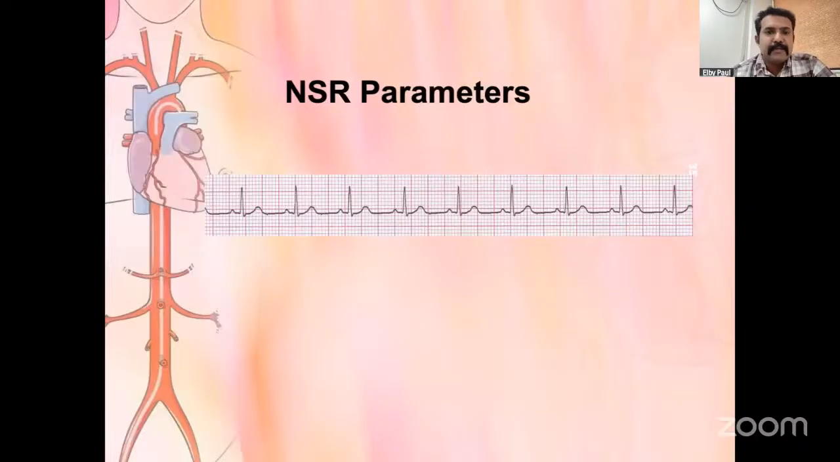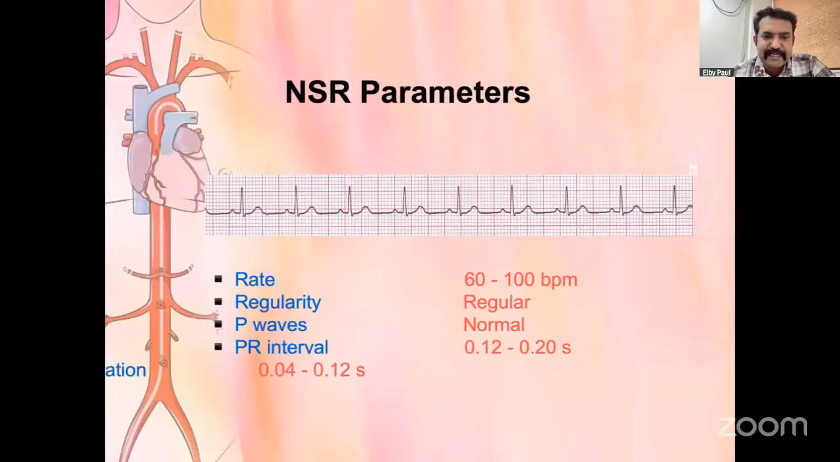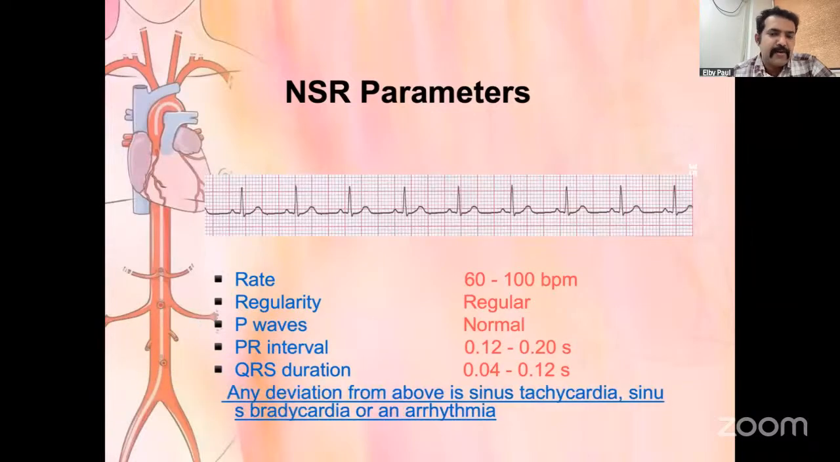NSR parameters means normal sinus rhythm parameters. Okay, what are all the things we need to check in an ECG paper? Well, the first one is the heart rate. The normal, you all know, 60 to 100 is the normal heart rate. So we can count from an ECG paper how many big squares are in between the RR intervals. That will be the heart rate. Okay, you should divide 300 by that.